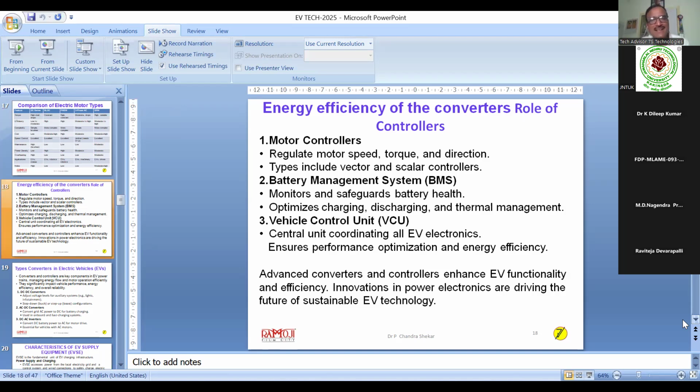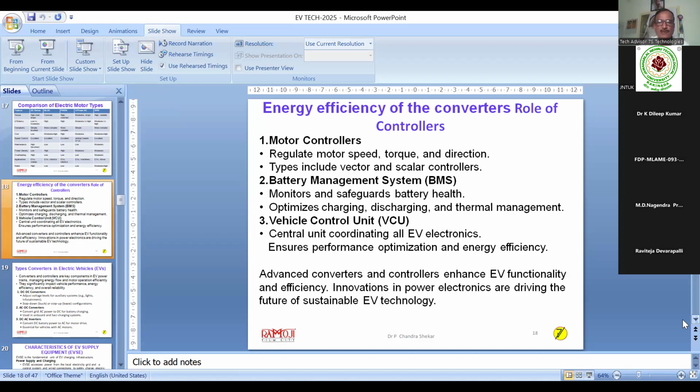Now, since the batteries are there, the battery management system monitors and safeguards battery health, optimizes the charging, discharging, and thermal management, so that is where we are going to use the battery management system. Vehicle control unit: central control that coordinates all EV electronics, ensuring performance optimization and energy efficiency. Suppose you have a battery vehicle and you have switched on the air conditioner. Now the battery is getting low. Automatically, the air conditioner reduces its cooling mode. All these things are possible with the vehicle control unit.